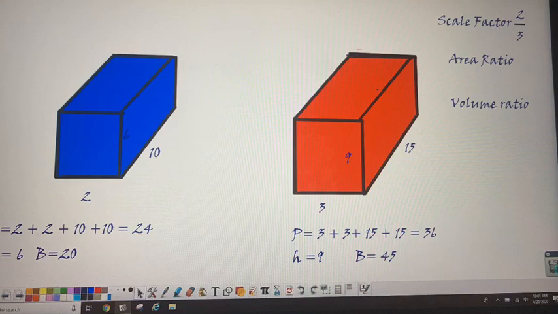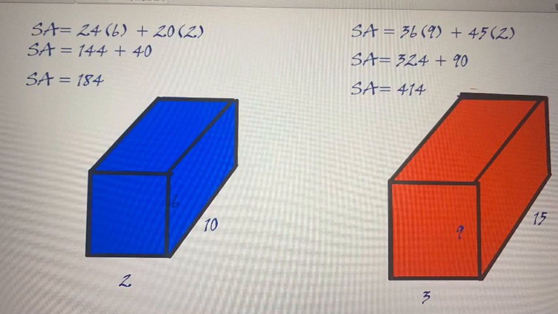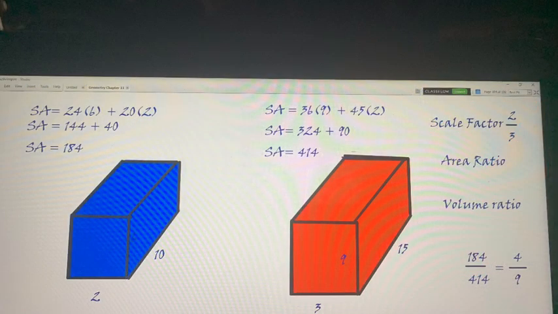So the surface area of the blue is 24 times 6 plus 20 times 2, and the surface area of the blue is 184. Now that's going to be in square units because I'm finding area. Of the red, I have 36 times 9 plus 45 times 2. The surface area of the red is 414 square units. Now if I set it up as a ratio from blue to red, I get 184 over 414, which reduces to 4/9. So my area ratio is 4/9.